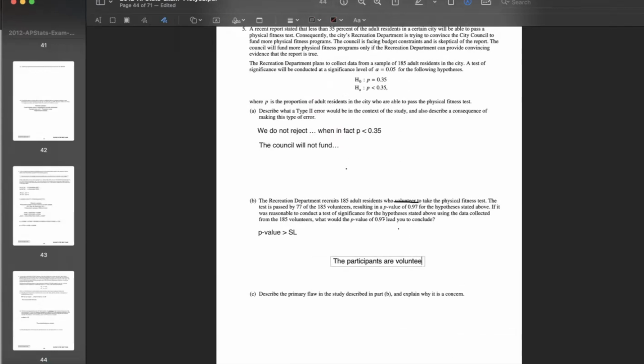The reason is because it is reasonable to assume that people who volunteer to take a physical fitness test are more physically fit to be able to pass it. So just explain how our sample could be different from the population, more physically fit. And then finally, explain that it is not representative of our population. So: sample not representative of our population.